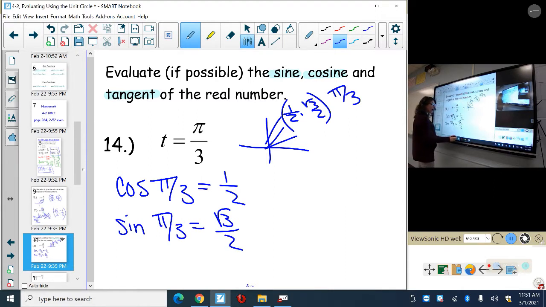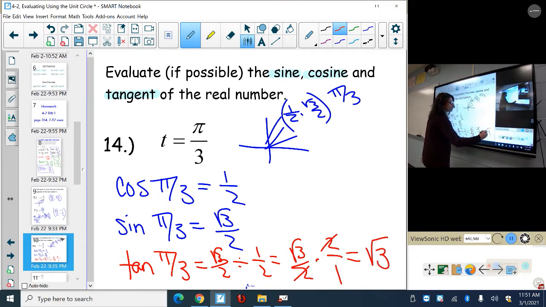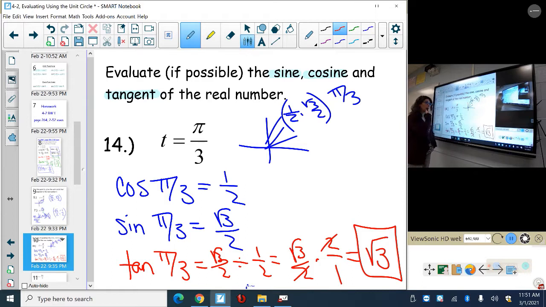which now means my tangent is going to be my sine value divided by my cosine value. So when you divide by a fraction, you are multiplying by its reciprocal. The 2's cancel out, and I have just the square root of 3. So that is how you are going to do the sine, the cosine, and the tangent.